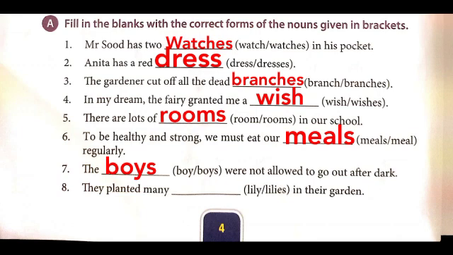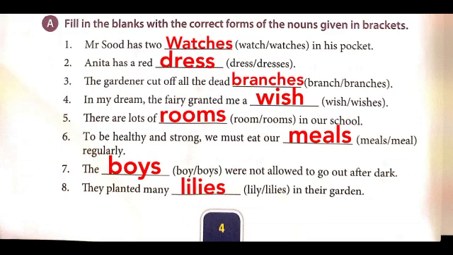Number 8. They planted many dash in their garden. Here you can see lily and lilies in the options. They planted many. It denotes a lot of, a plural form. So we should choose the answer lilies. They planted many lilies in their garden.